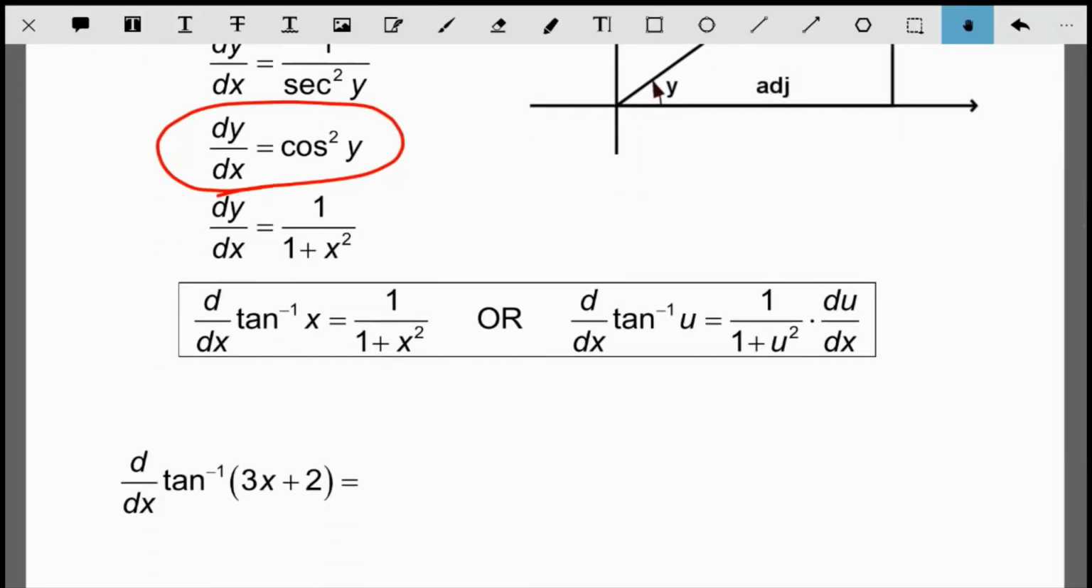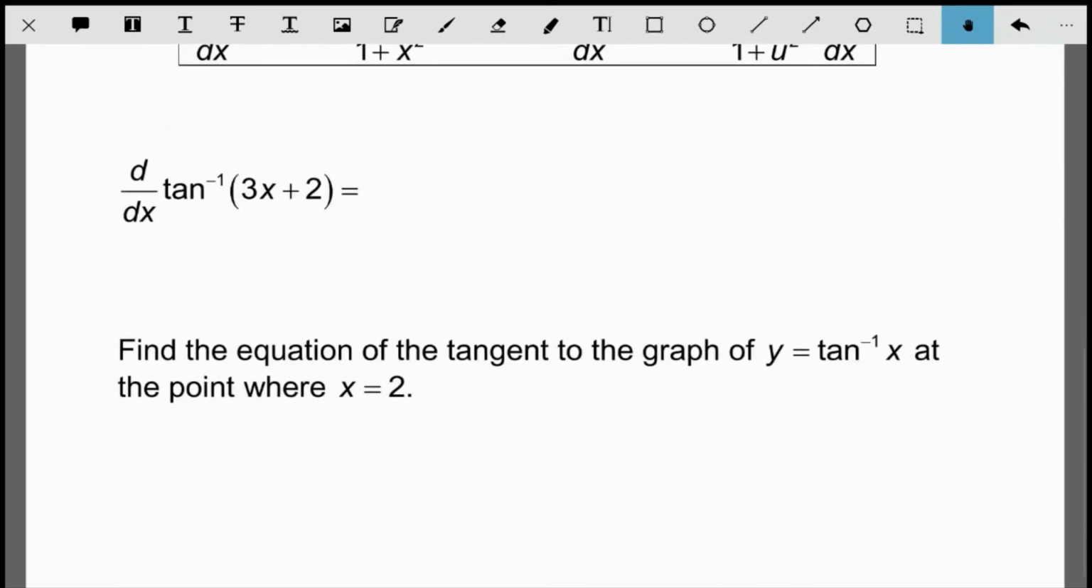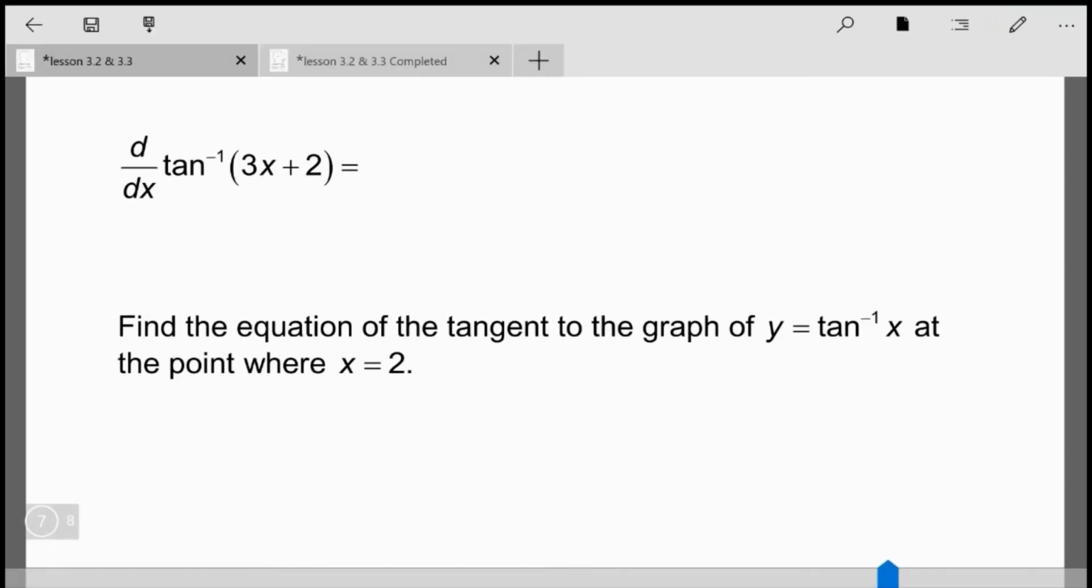Here's the one for inverse tangent of x, and then the derivative just as the general inverse tangent of u. Okay, so just using the chain rule. All right, so there's a couple of examples here that I want you to just quickly try, taking the derivative of an inverse tangent and then writing the equation of a tangent to the graph using an inverse tangent. So take a minute, work through those, and then when you unpause the video, I'll have the solutions for you.